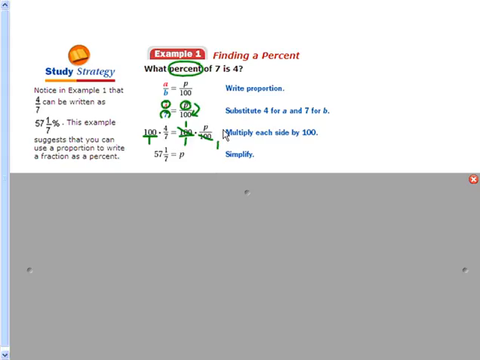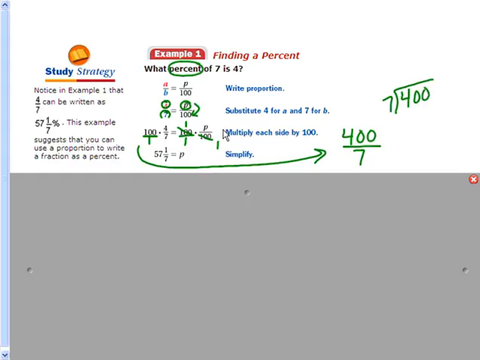I don't see any numbers in the top of the problem that have a common factor with a number at the bottom of the problem, so I'm just going to have to multiply across. I'm going to do that over here. 100 times 4 is 400. 1 times 7 is 7. So to simplify that, I have to divide 400 by 7.